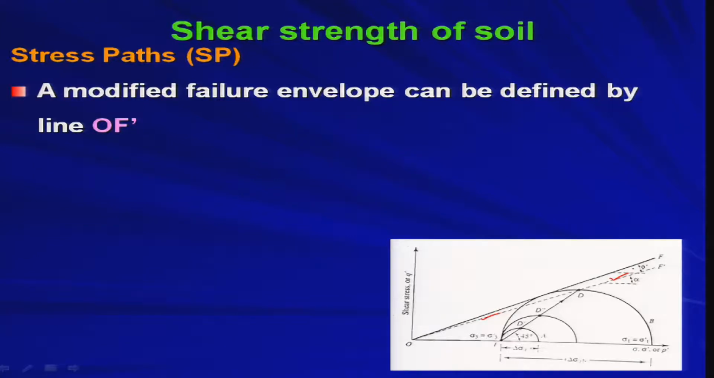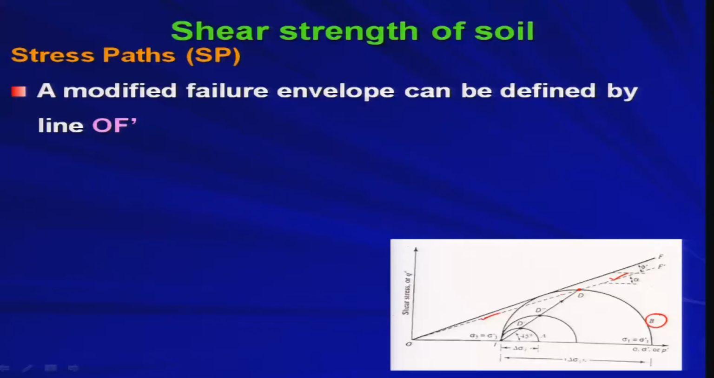How are you getting OF prime? You have the failure Mohr circle, that is B. Once you have the failure Mohr circle B, you can establish the point D, because that will be the topmost point of the Mohr circle at failure, and it will also lie on the stress path. Once you know the point D, you join it with the origin, and you get one line OF prime, which is nothing but your modified failure envelope, okay.